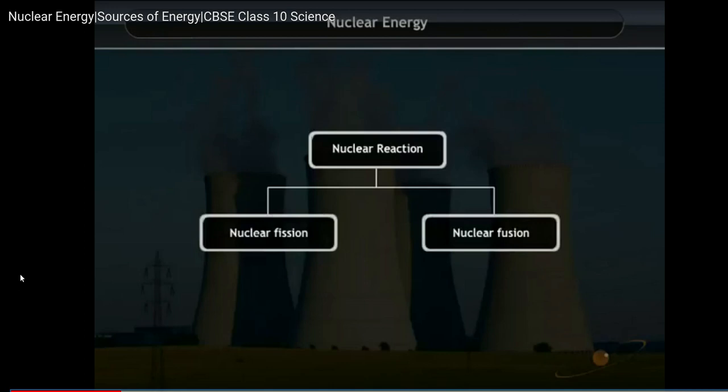Remember the nucleus of an atom, where you had your protons and your neutrons. That is what our target is in this nuclear reaction. There are two ways in which we can create nuclear energy. One is called nuclear fission and the other is called nuclear fusion. We will look at the two of them one by one.